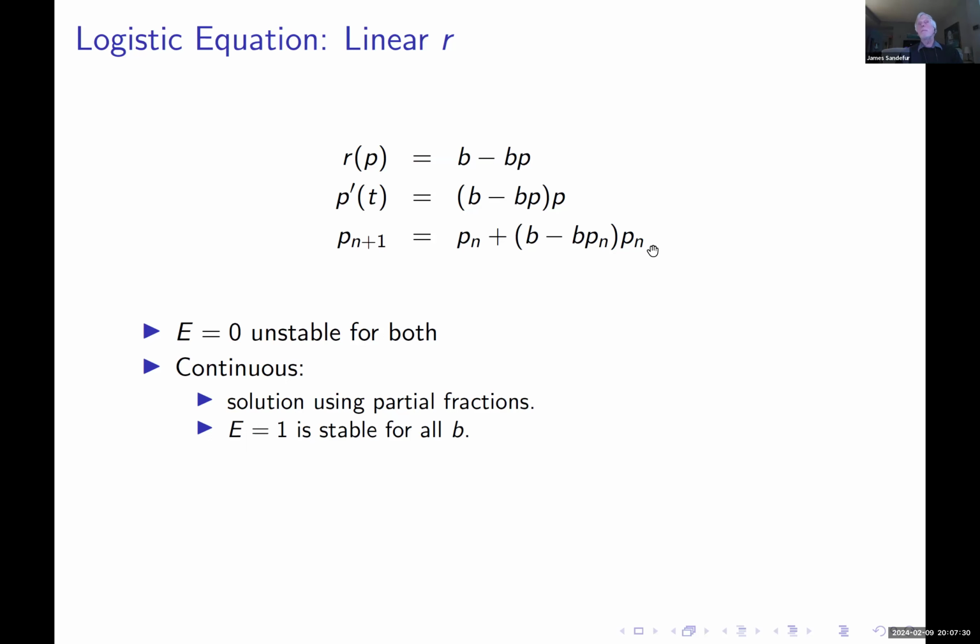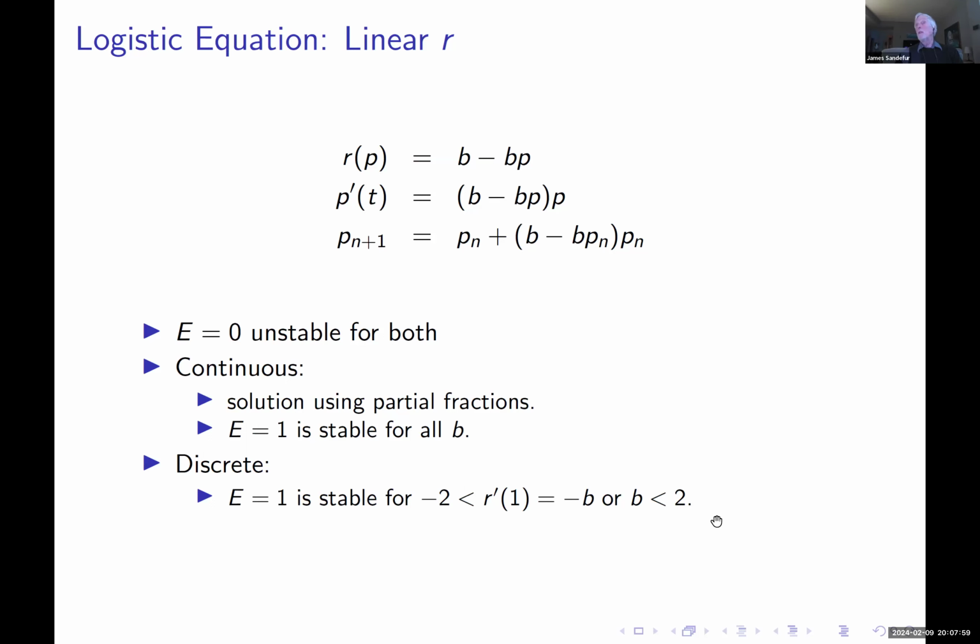For the discrete model, I have seen 1 or 2 cases where they could actually, for some values of b, find a solution, but generally you can't find a solution for the discrete model. So this is another difference. Now, for the discrete model, what we have to have is that r prime of 1 has to be greater than minus 2, which means that b has to be less than 2.